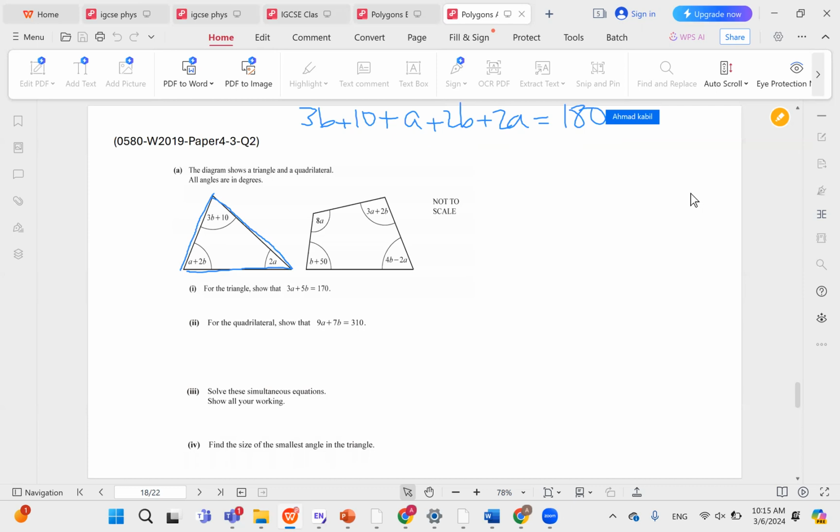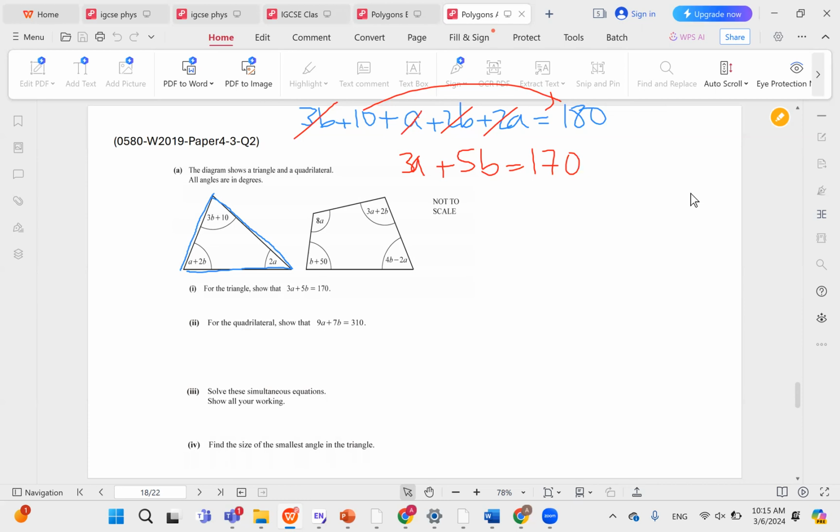Let's simplify. So we have 3b plus 2b, and that gives us 5b. a and 2a gives us 3a. And let's take the 10 to the other side. So this is 180 minus 10, which is 170 degrees.